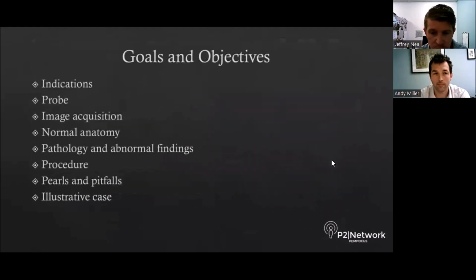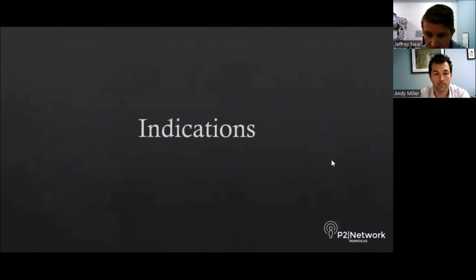So overall, we're going to do a brief review of cardiac scanning, but as this has been reviewed in a previous lecture in the core content series, we will not go into depth here. The goals and objectives are listed below, and we'll focus on the scenarios to consider cardiac tamponade, the typical probe and images required with this diagnosis, a brief review of normal anatomy as well as pathology, and a brief review of the pericardiocentesis procedure.